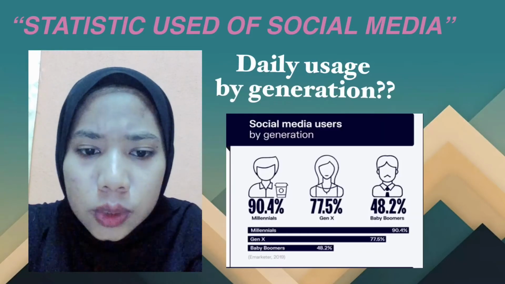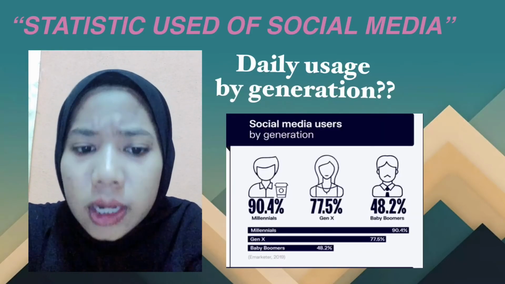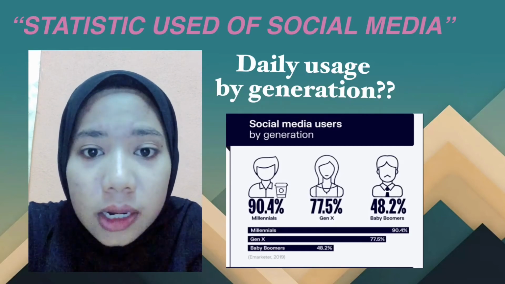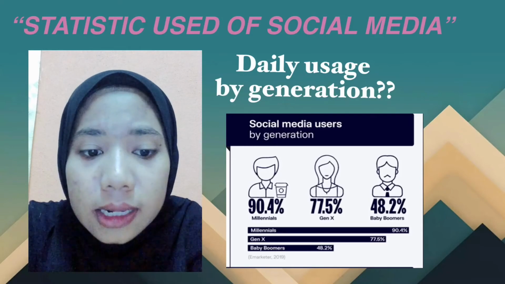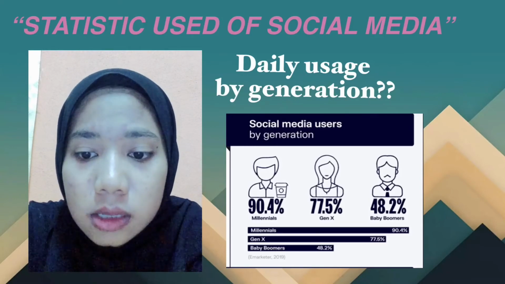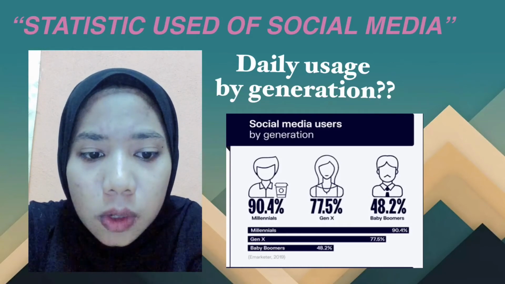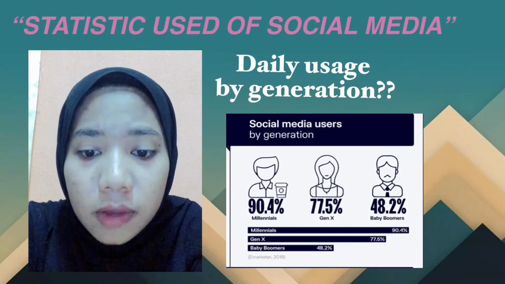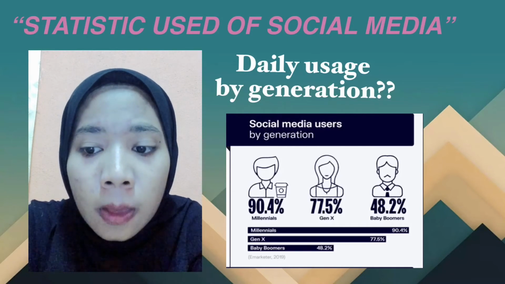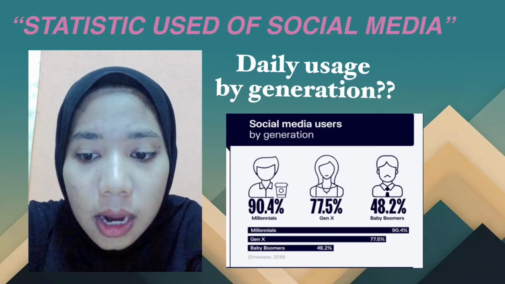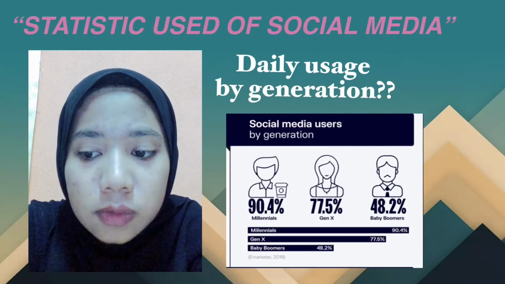Okay, let's go to the daily usage by generation. The use of social media has been broken down by a marketer, and the findings are fascinating. To break it down by age, 60.4% of millennials, 77.5% of Generation X, and 48.2% of baby boomers are heavy consumers of social media. Millennials continue to be the generation with the largest use of social media and the widest access to smartphones.